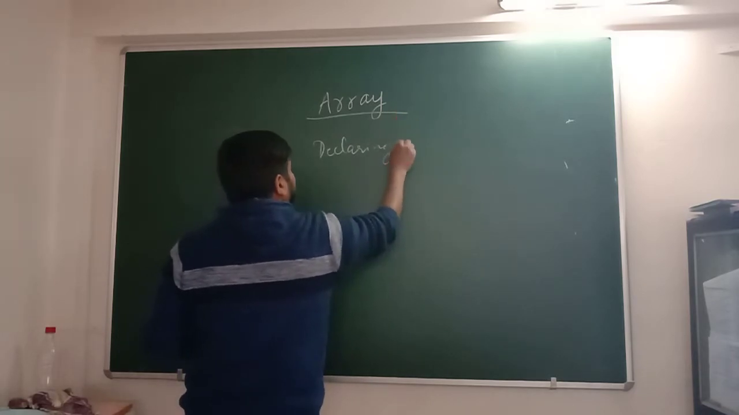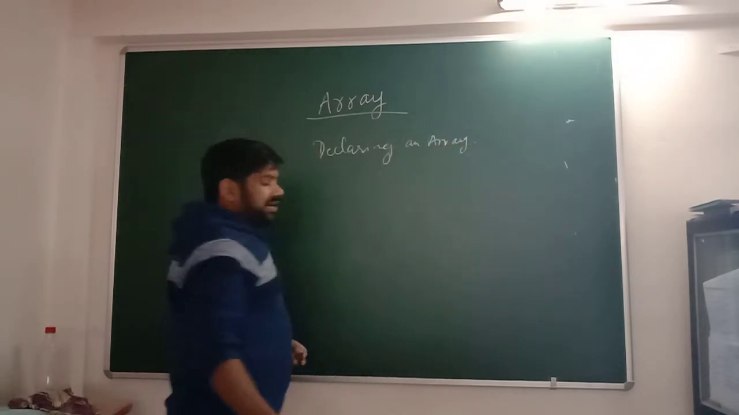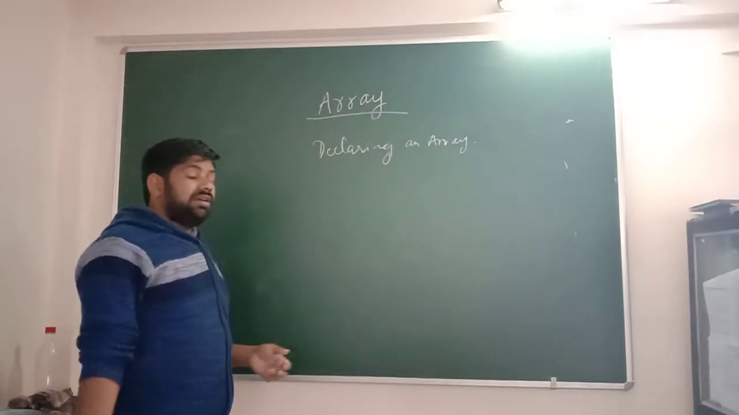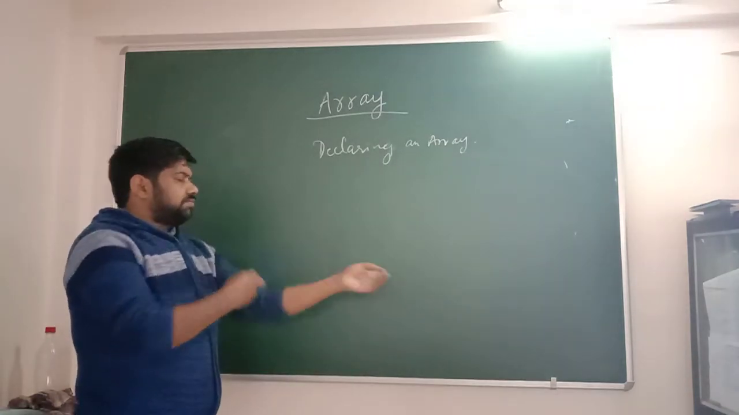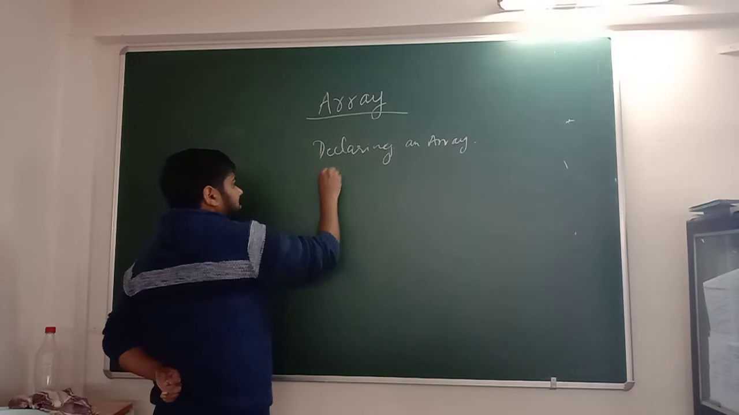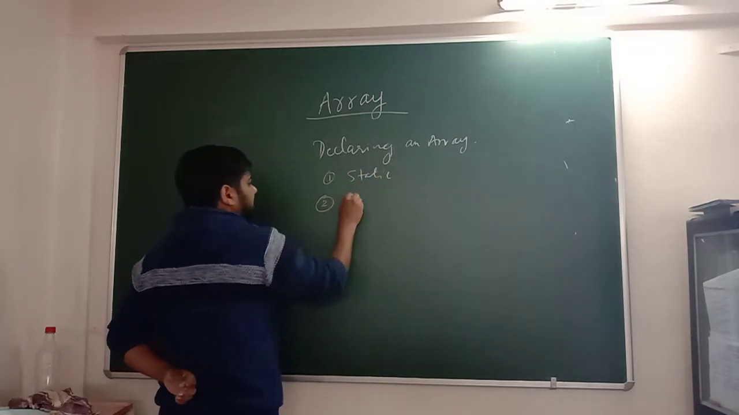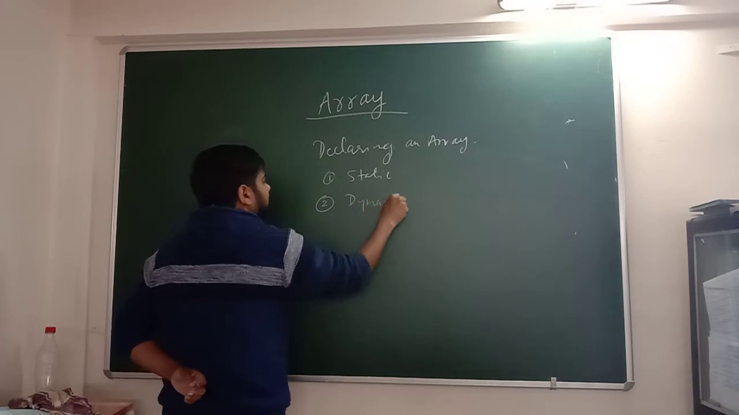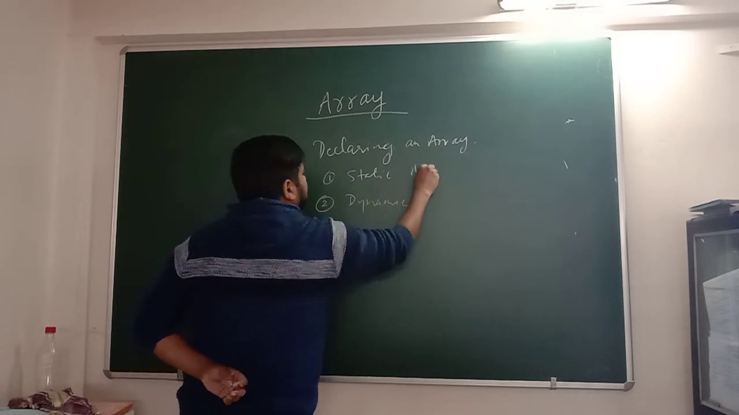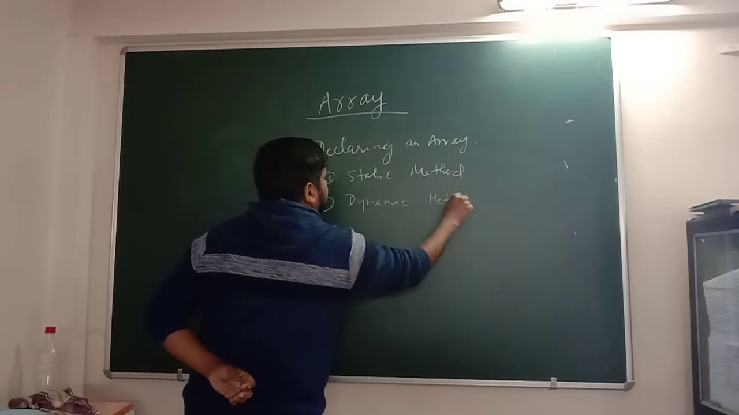Declaring an array. So how do we declare an array? How to declare the values of the array? It's a very important thing. There are two very useful methods here. One is the static method to declare the array, and the other one is the dynamic method to declare an array.